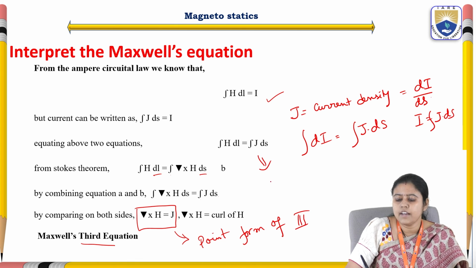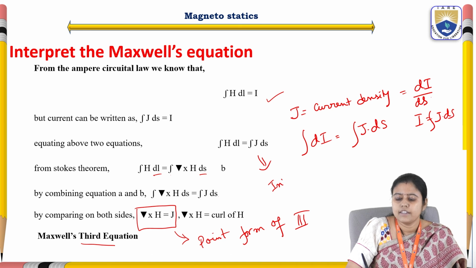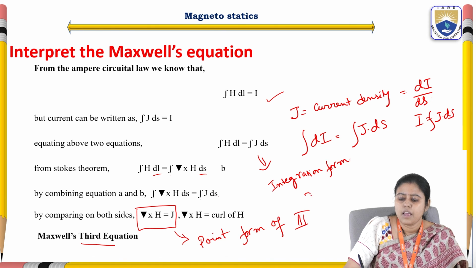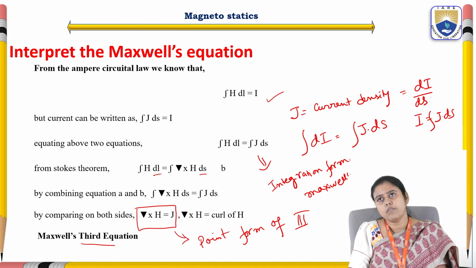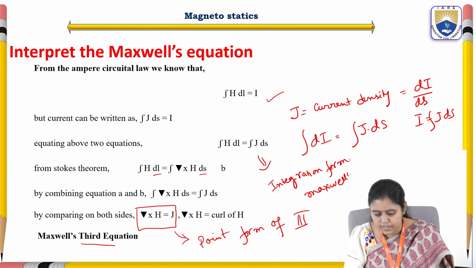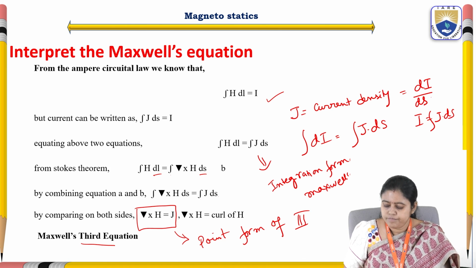The earlier equation is the integration form of Maxwell's third equation. So there are two equations: one is the integration form, another one is the point form.